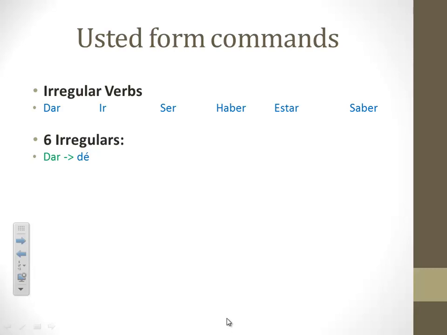Dar, which means give, will be dé. Ir, if you're telling someone to go, is vaya. Ser, if you're telling someone be, is sea. Haber. Now, this is not used in the usted form command, so typically we just put the smiley face here. But you will use haya in Spanish 3, but in a little bit different way. Okay, not on the final exam, nor is it required for you to know in Spanish 2. Estar, so if you're telling someone be, you would say esté. And saber, if you're telling someone know, you would say sepa.